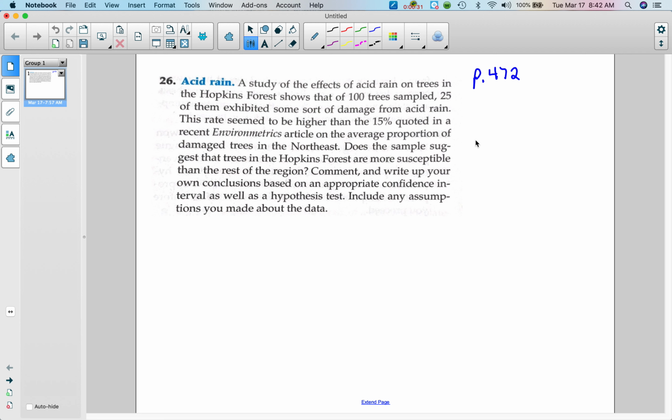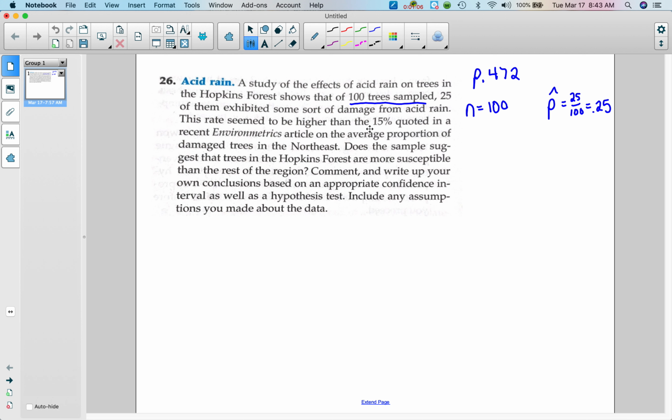But I wanted you to see how my brain works when I read a problem and what I write down. A study of the effects of acid rain on trees in the Hopkins forest shows that out of 100 trees sampled, I write n equals 100 because I know right away that's what I'm dealing with. 25 of them exhibited some sort of damage from acid rain. I know this is a sample, 25 out of 100, so I'm going to call that p hat, 25 out of 100, or 0.25. So that's my p hat.